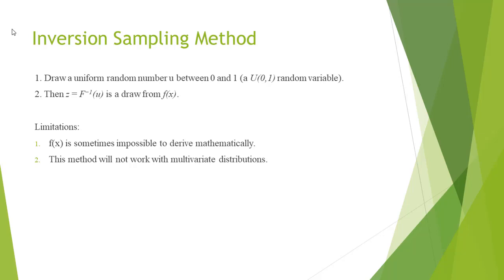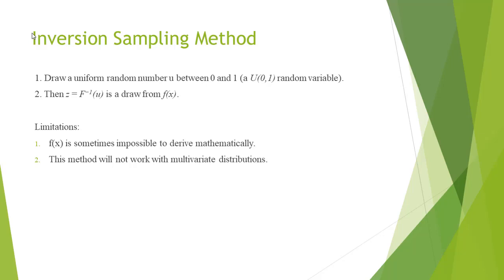This method is very intuitive. Basically, we want to draw a random number that is between 0 and 1. And then we want to bring this number back to the distribution to find out which data sample corresponds to this random number. This method is intuitive, but it faces several limitations.